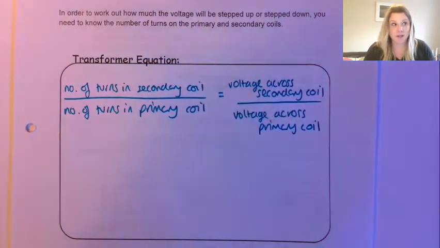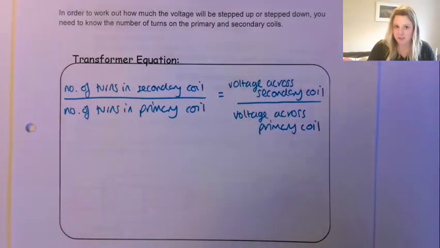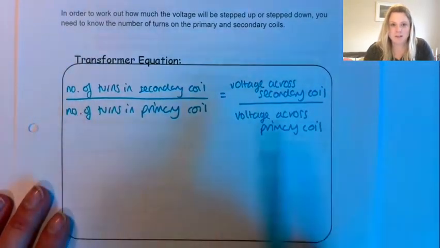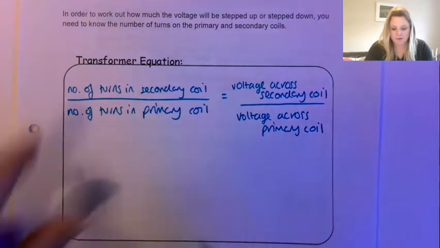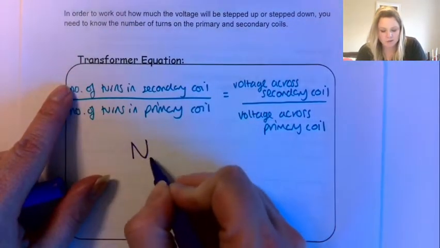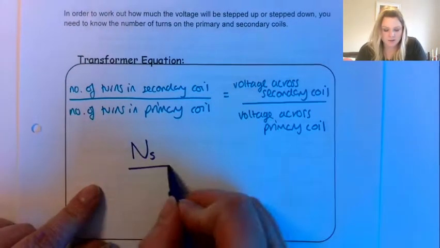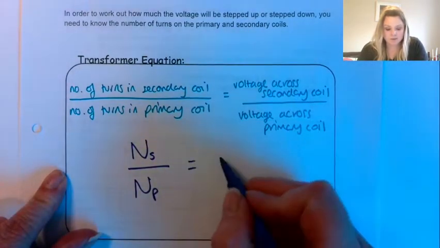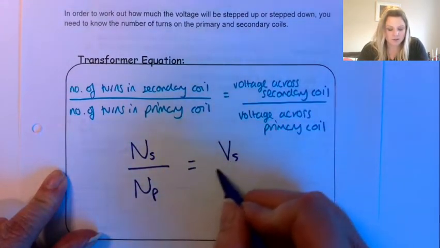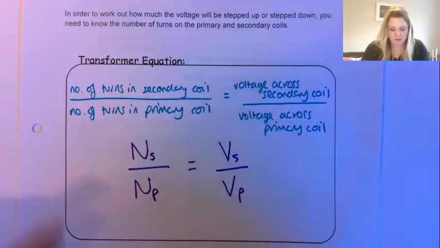You could actually solve some of these problems just using your mathematical knowledge of ratios, but this is the equation that you use. Now this looks horrendous, so we simplify it a little bit. Number of turns in secondary, we write that as NS, divided by number of turns in the primary, NP, equals voltage secondary divided by voltage primary.